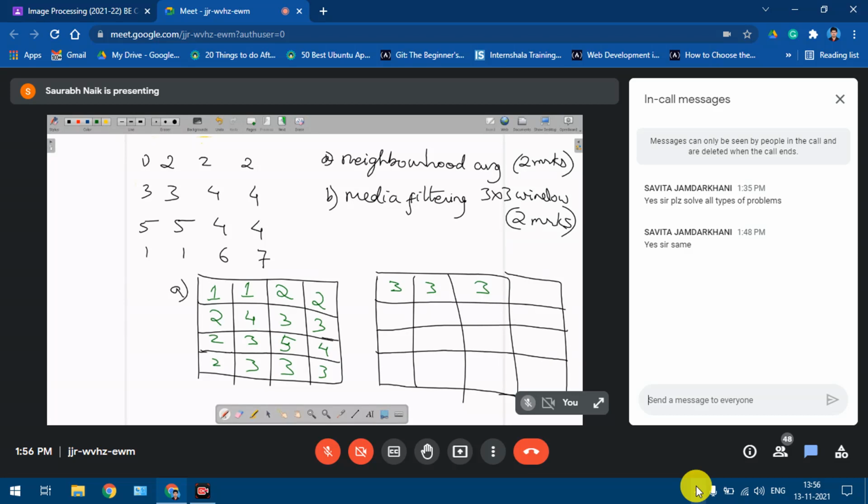Then at 0, 3, I have the values 2, 2, 4, and 4 as the sorted list. So here also the average of 2 and 4 is 3.